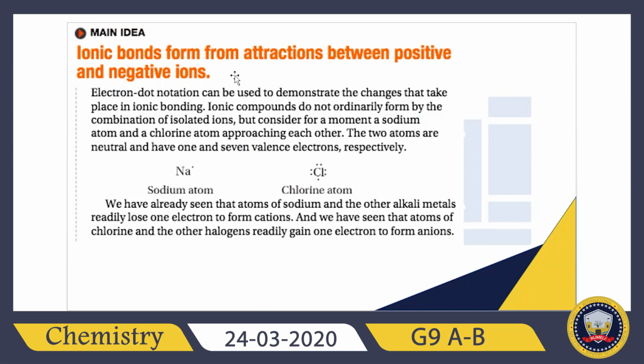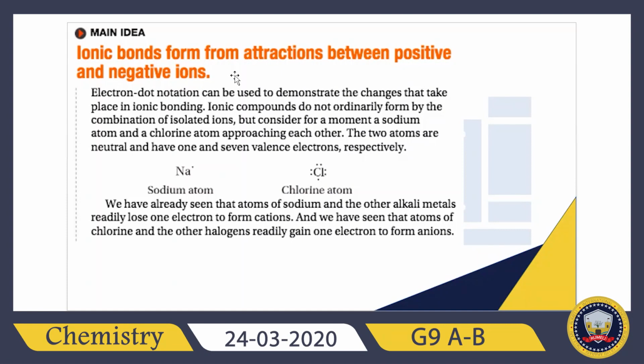Attraction. Okay, because the transfer of electrons happened, so you will have a positive and a negative ion, so there will be an attraction. It is similar to a magnet. They will attract each other.